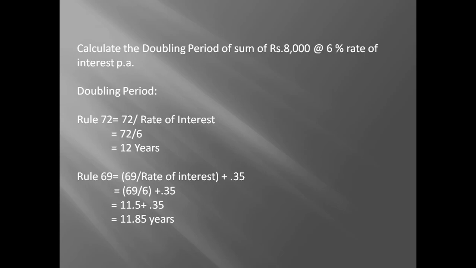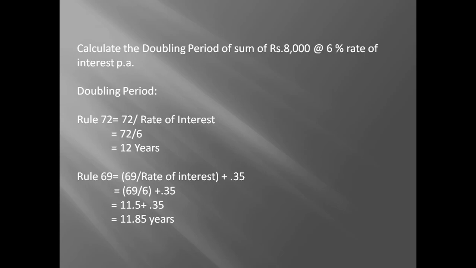Calculate the doubling period of a sum of rupees 8,000 at 6% rate of interest. So we are ready to calculate the doubling period. Under rule of 72, the formula is 72 divided by rate of interest. That is 72 divided by 6, which is 12 years. Rule 69 says that 69 divided by rate of interest plus 0.35. So 69 divided by 6 plus 0.35 is equal to 11.5 plus 0.35, that is equal to 11.85 years.